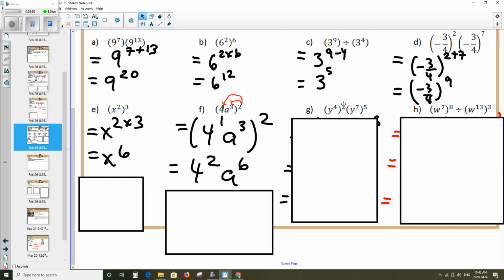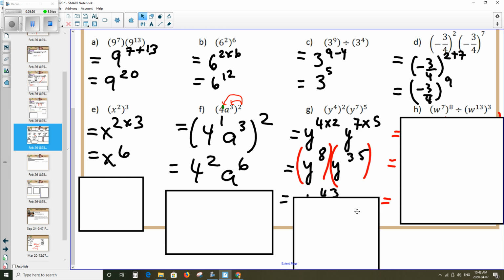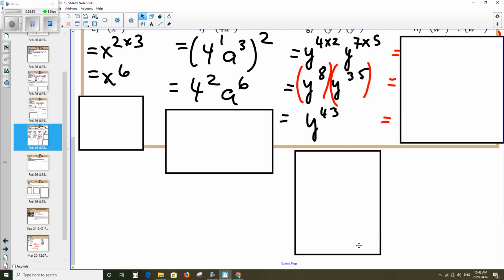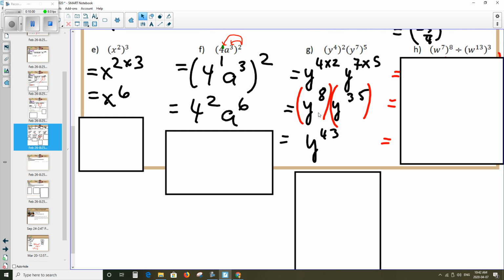G, multiply 4 times 2 and multiply 7 times 5. And then in the last line, what I've done here is I've done the powers of powers first, and then I have the product rule here, because the bases are still the same, they're y's, and now there's multiplication in between, which means I'm going to add my exponents. 8 plus 35 is 43.